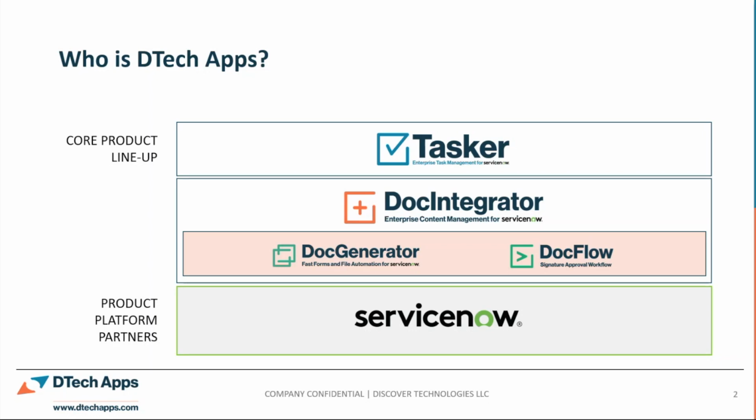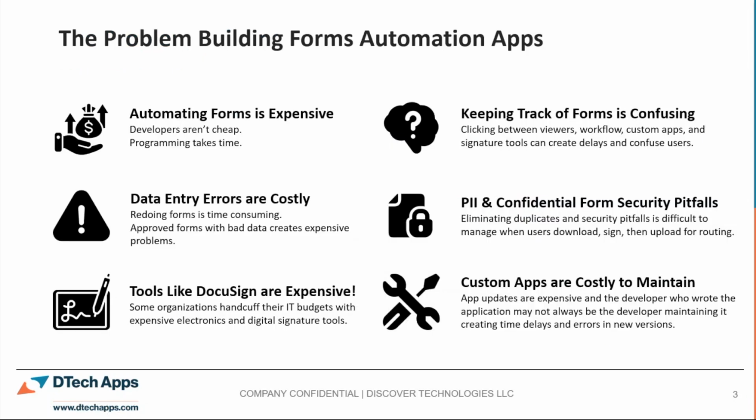And that's really where the next piece comes in and what we're going to focus on today with Doc Generator and Doc Flow. So Doc Generator is all about forms automation. We're going to try to talk about how easy that is. And then once you automate forms, how do you route those forms for approval and digital signatures if necessary, all the while having full visibility into that process. So let's take a look at some of the problems that we hear and we have seen through the work we've done with our customers.